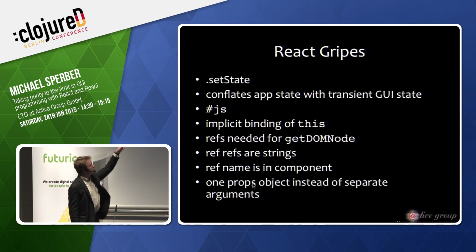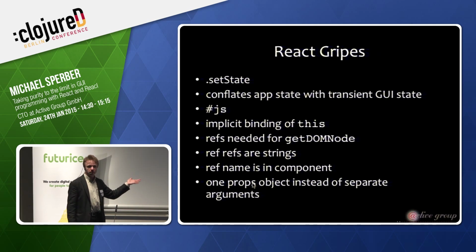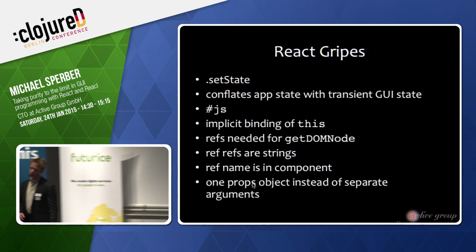Then you have to sprinkle all those hash.js around your ClojureScript code to generate JavaScript maps, which are not the same as ClojureScript maps. Then there's this funky handling of this. Then there's this funky handling of refs, where you need to stick a name inside an object in order to refer to it outside the object. And I wondered why you have one props object that you use to pass arguments, when usually you call functions and pass them named arguments. And so I wanted to fix those.